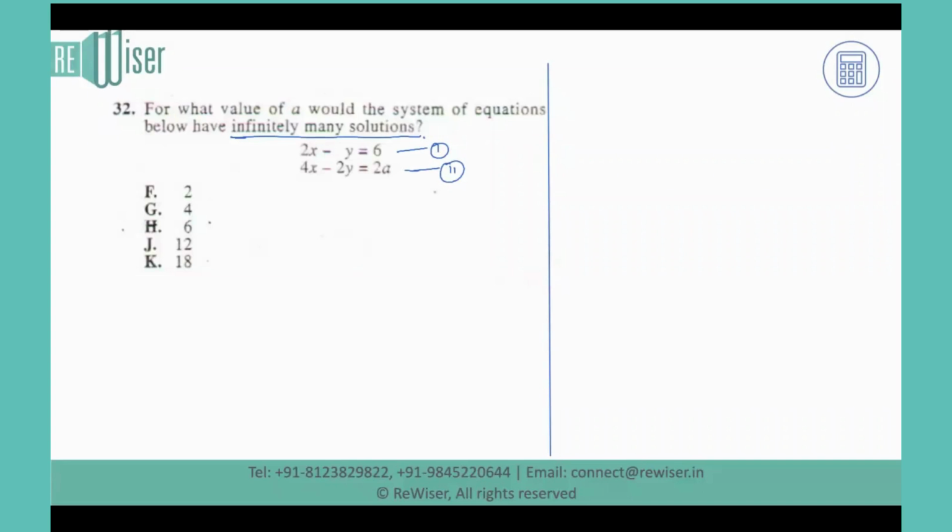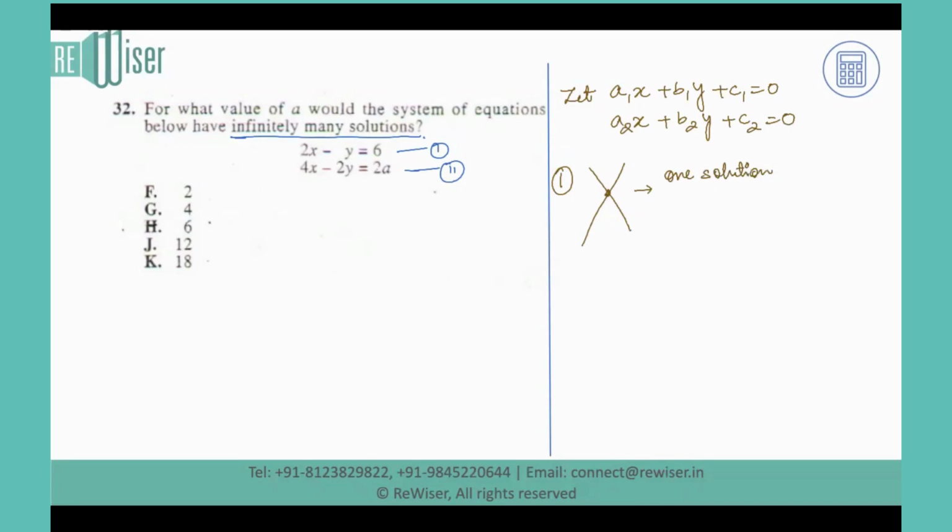First of all, I'm going to assume that the equation of the first line is a1x plus b1y plus c1 equals 0. The equation of the second line is a2x plus b2y plus c2 equals 0. Now the first scenario we can get is intersecting lines. If they're intersecting, we get one solution, which can also be said to be a unique solution.